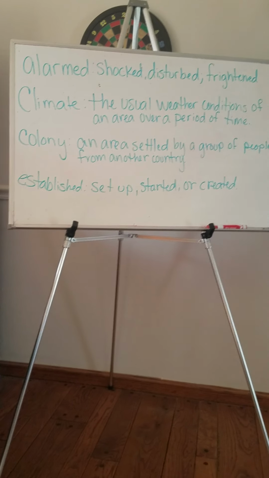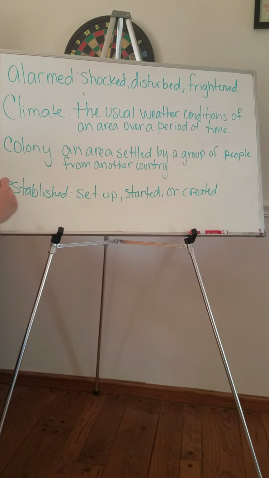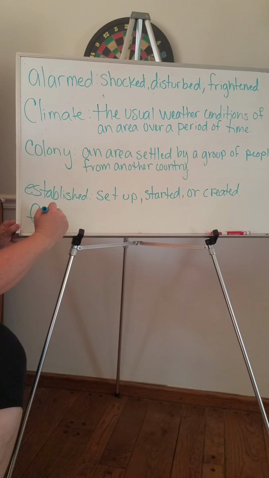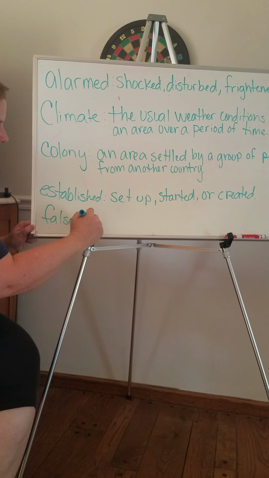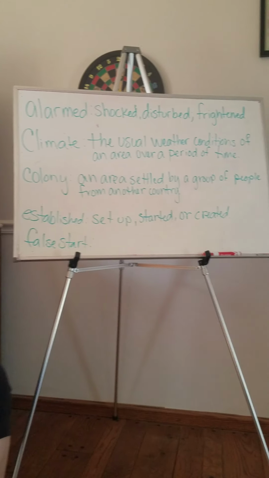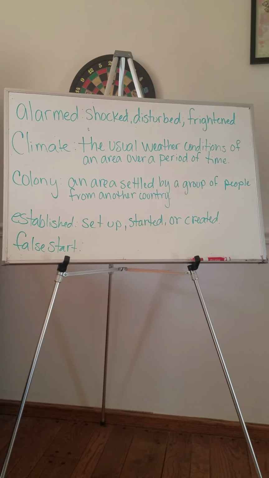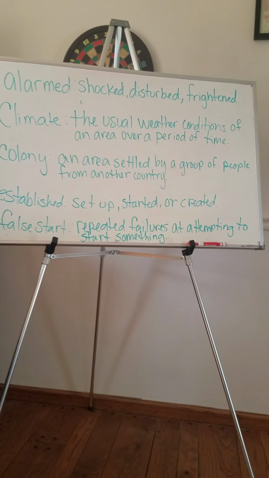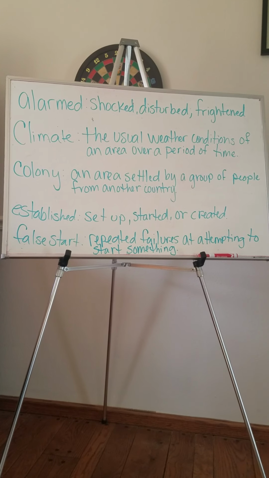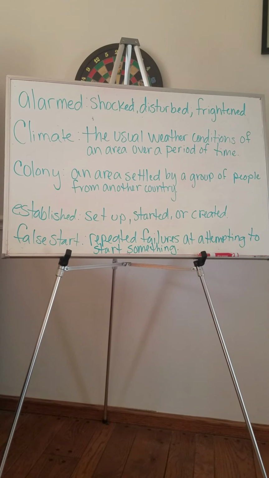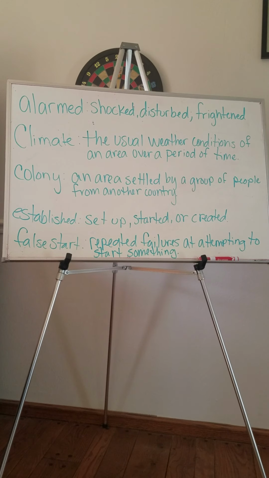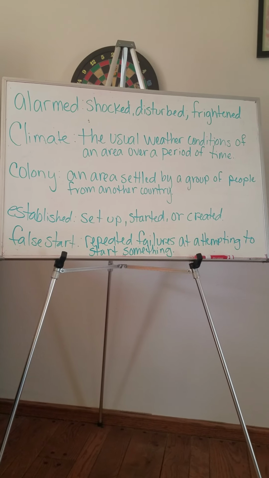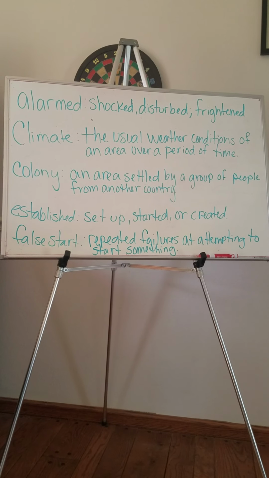Okay? Our next word is false start. Actually, two words. That's a tricky one. Think about that for a minute. All right, so false start is a repeated failure at attempting to start something. So think about Thomas Edison and his light bulb, how many times he failed before he got it right. That would be a false start.